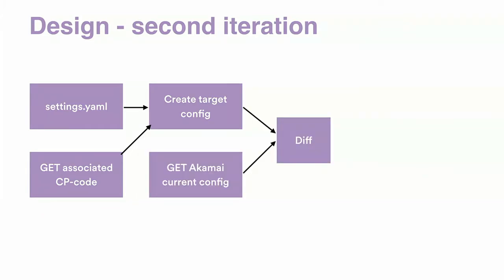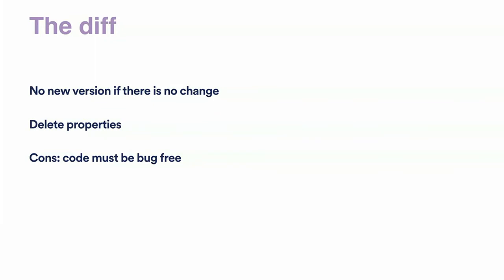To create a diff, we have to fetch the current configuration from Akamai and compare it to the target configuration we want. If the property doesn't exist, the current configuration will be empty. Thanks to the diff, we don't need to create a new version of a property unless we actually know that we want to update it. Otherwise we would have to create a new version and push every time upon each run. And it also enables us to delete properties that have been removed from the settings file.